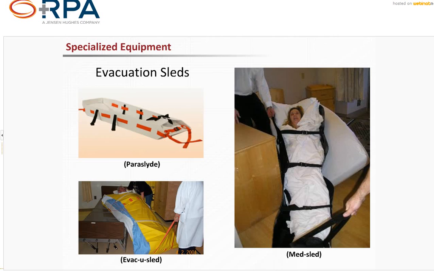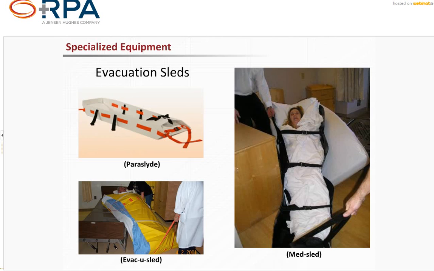You can see on the far right-hand side, it does have some more devices to help with the control of the descent. It makes it easier to get the people downstairs. And the evacuation sled, which is on the lower left-hand corner, is a good device. It's a nice little device.